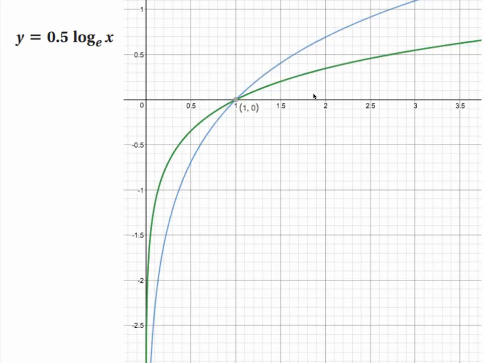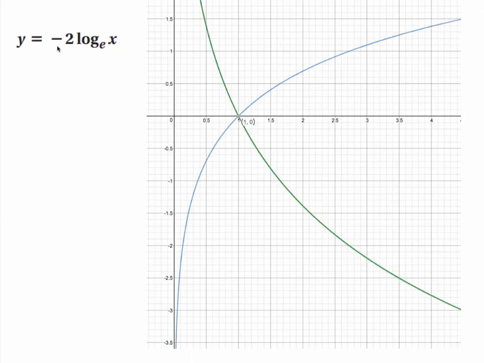When we do graphs, when I have a 1/2 out here, this of course is going to be a vertical shrink. So it's going to reduce the height of my log graph. This is the same thing as 1/2 natural log of x. It's going to have the same shape and the same vertical asymptote.